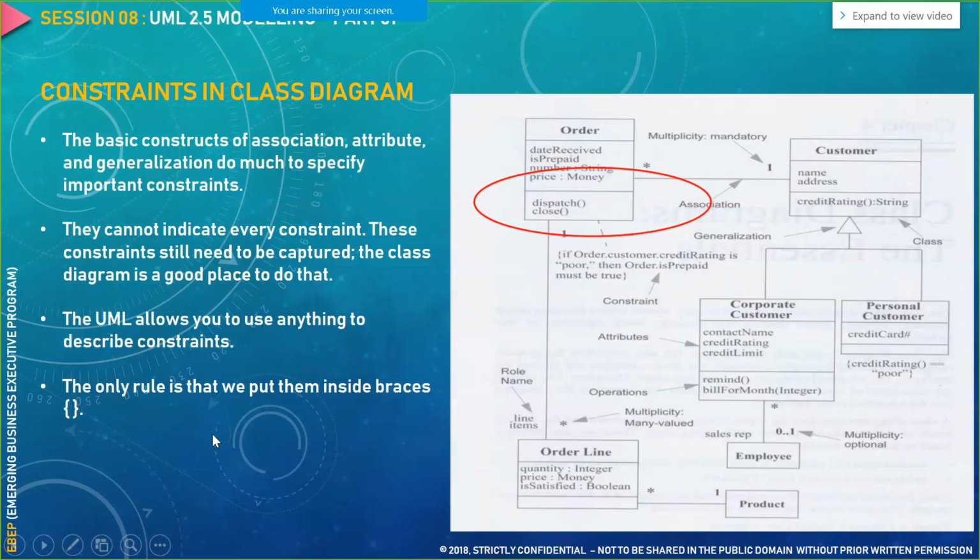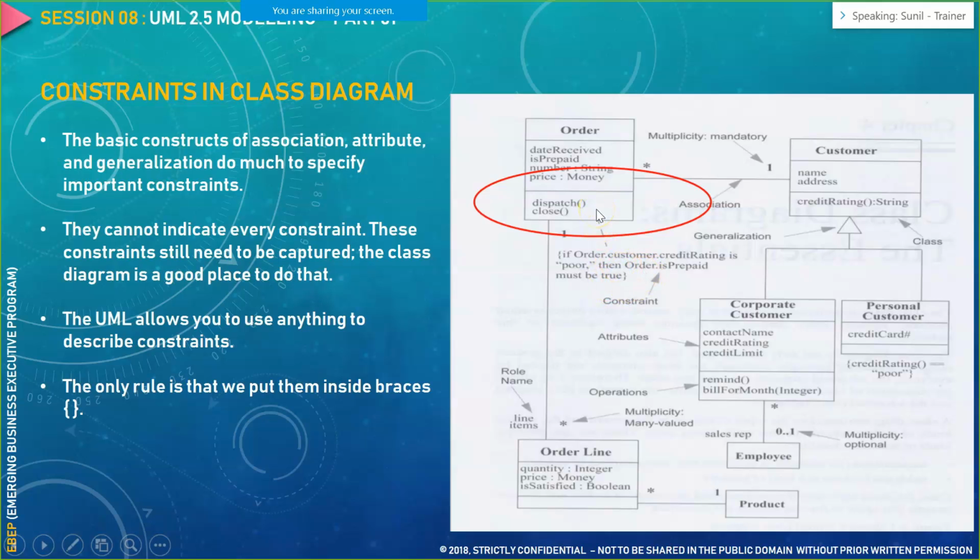Now there are certain things, or I would say certain constraints, when we are developing a particular class diagram. So the basic constructs of association, attributes and generalization do much to specify important constraints. Constraints are something that you could see over here when you are defining a particular class. The if-else condition, for example: if order.customer.credit rating is poor, then order is prepaid. Else you can do a postpaid order.